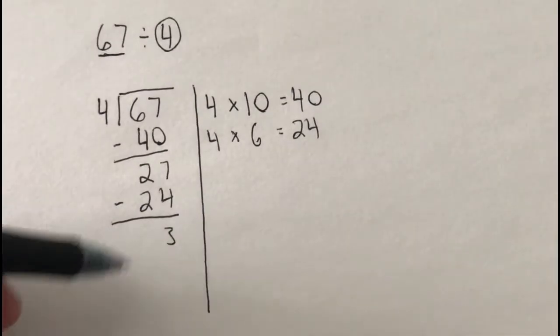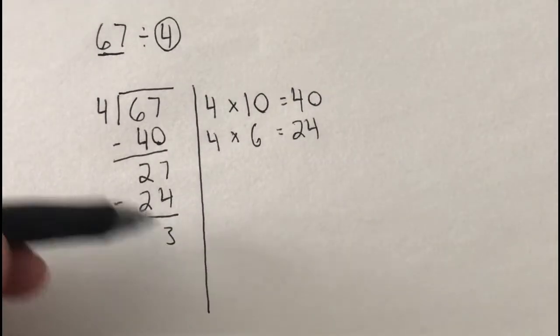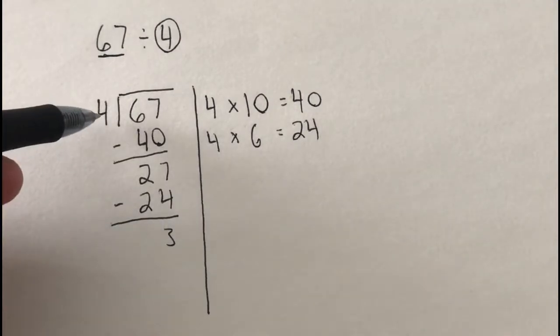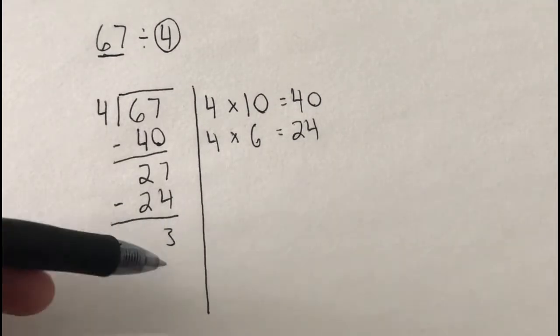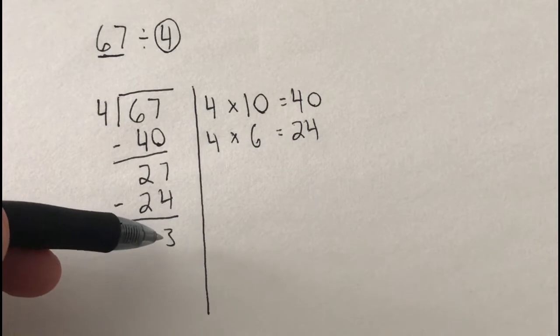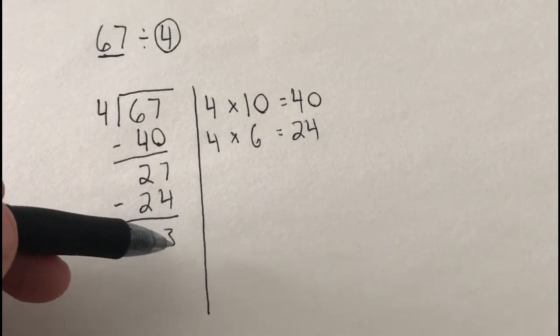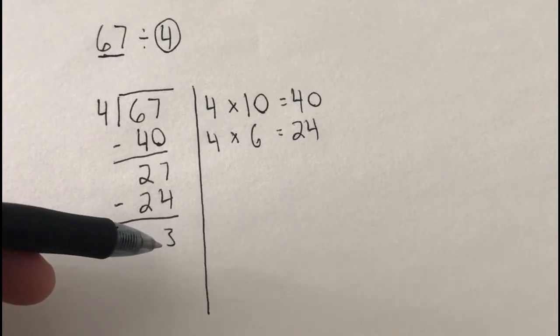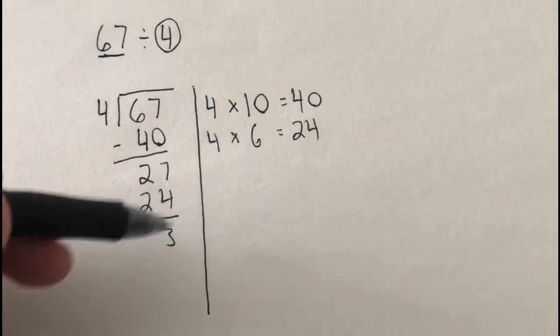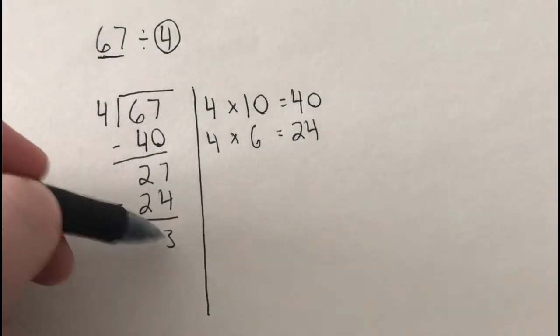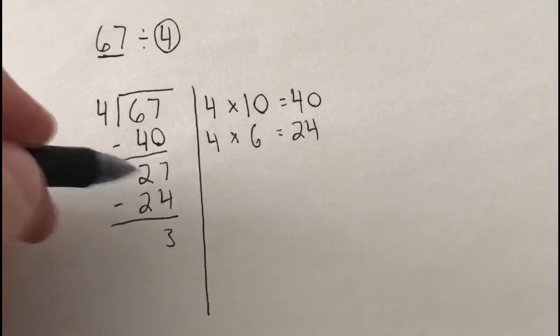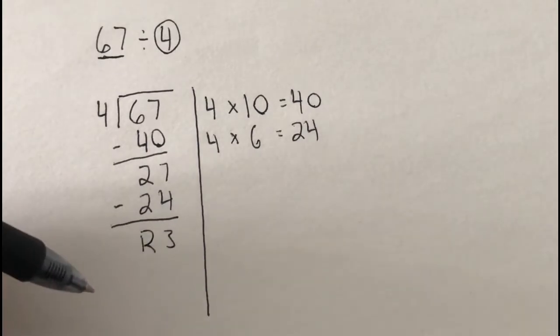Now, it's at this point that we want to check which number is bigger, 3 or 4. And what I always tell my students is, if I had 3 pencils, could I grab 4 of them? Well, no, obviously not, because I only have 3. So, because 3 is now smaller than 4, we know that 3 is our remainder.